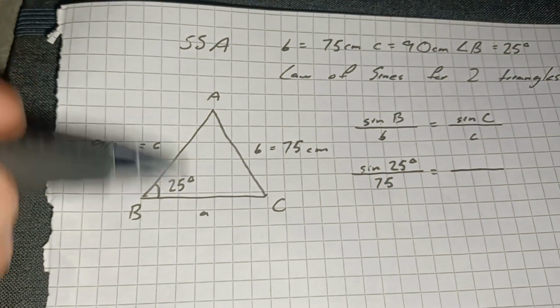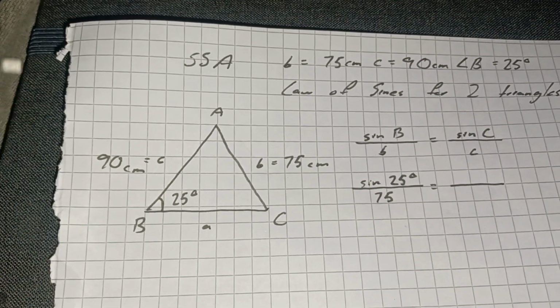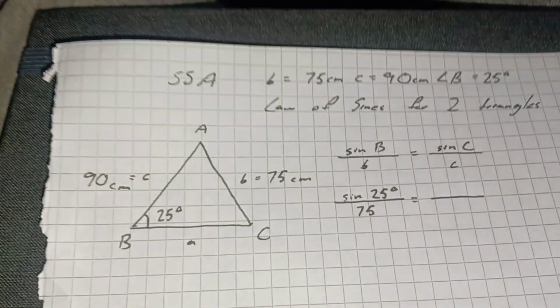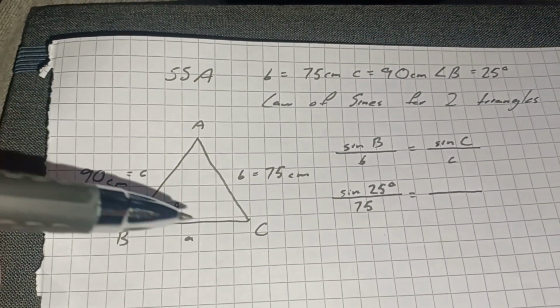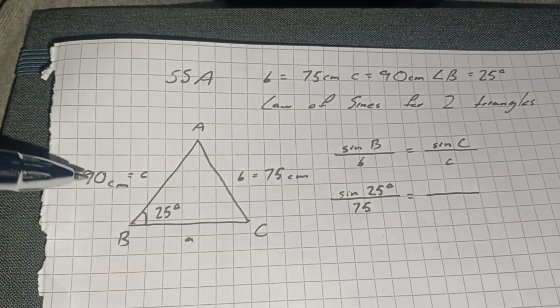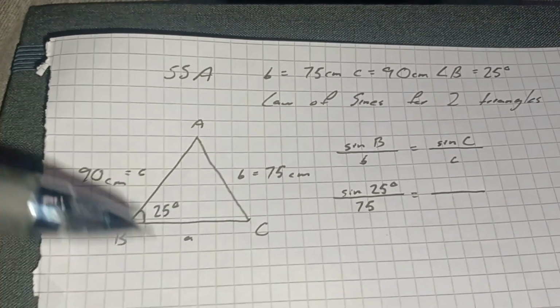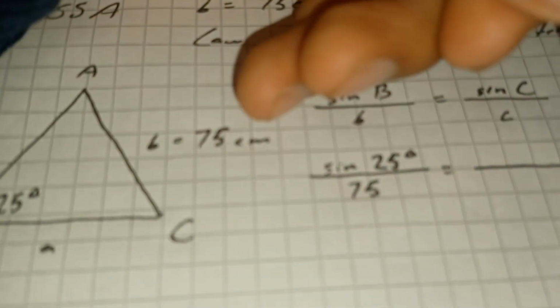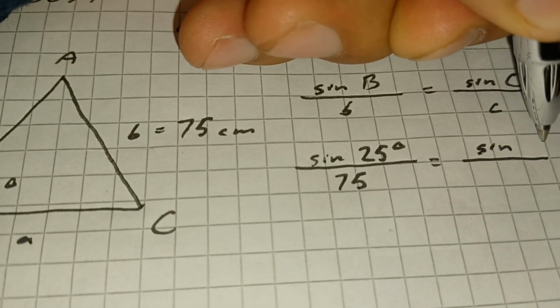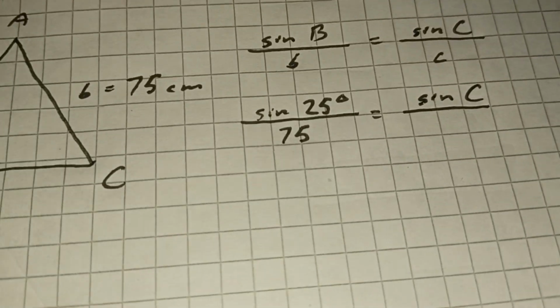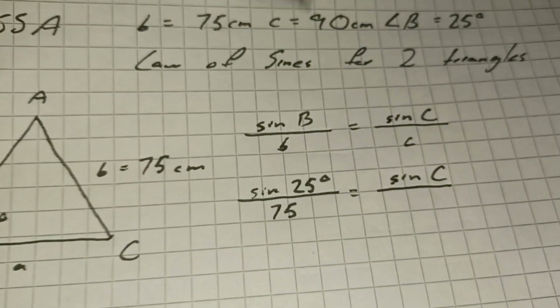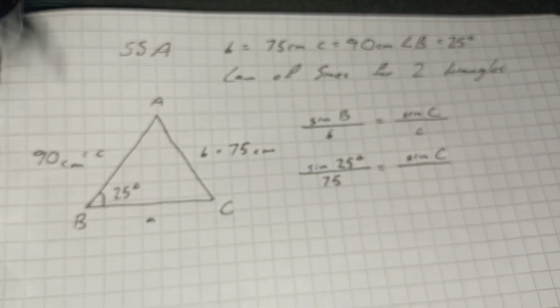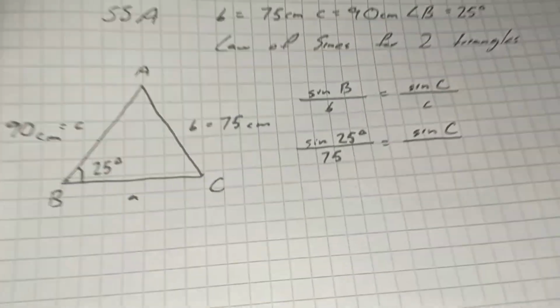since A doesn't really have a side length to work with, we're only left with C. So C does have a side length to work with, but it doesn't have an angle. Let's go ahead and find the angle by basically just labeling this sine of C. Sine of C, good. And what is little c? It's 90 centimeters, right? So it's going to be over 90.